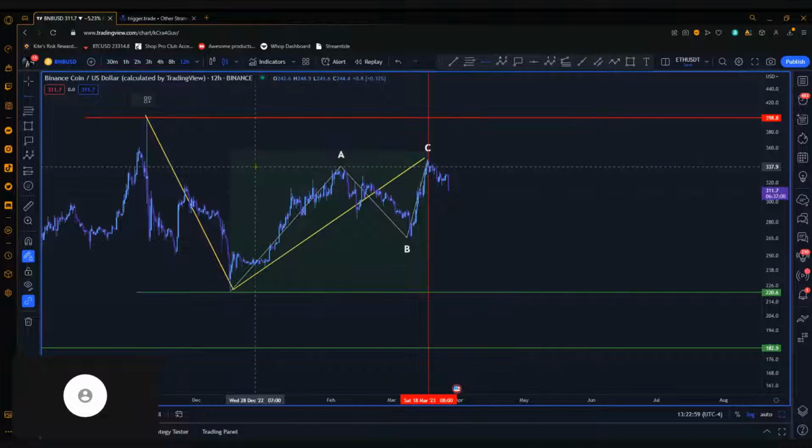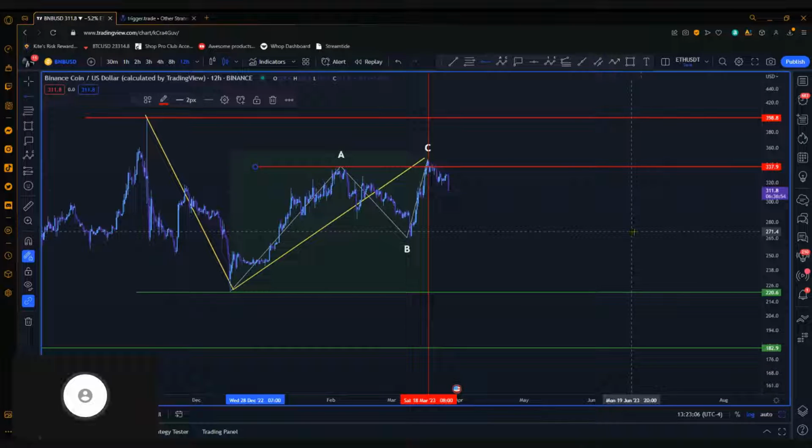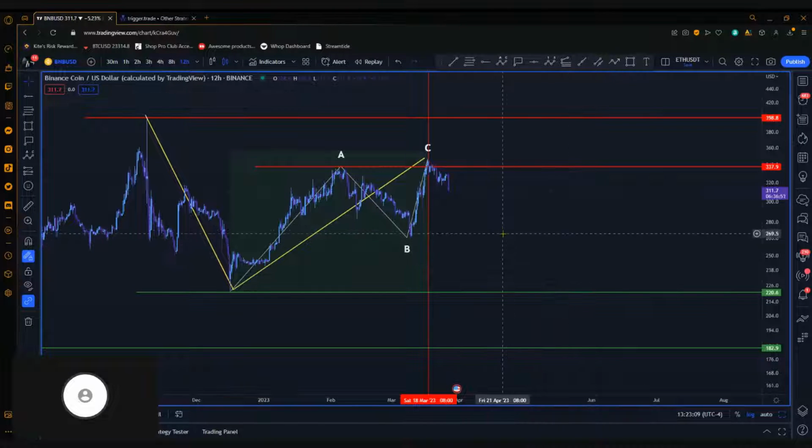But yeah, I'm currently short from this pivot. Sorry, the red one. So 337.90 is my entry, and I'm just going to hold this.